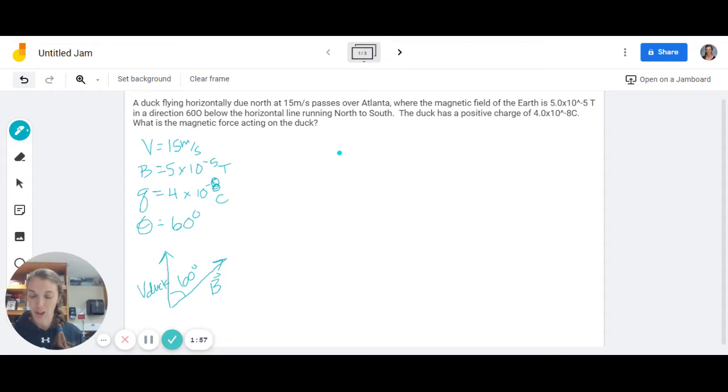So we look at our equation sheet and we find the equation force equals Q times V, so charge times velocity times magnetic field times sine of theta. And that gives us the magnitude of the force, which is why you have the absolute value bars on your equation sheet. I'm not going to write those, and then we just plug in numbers.